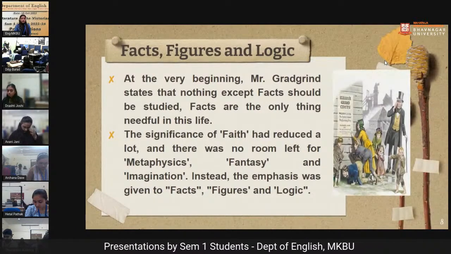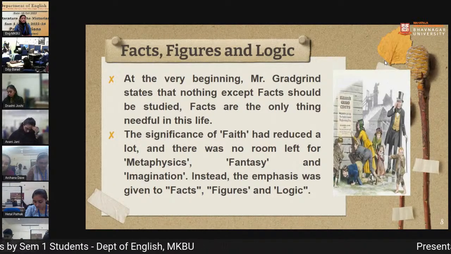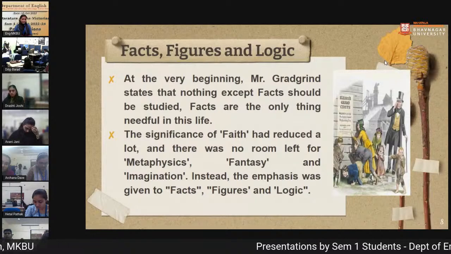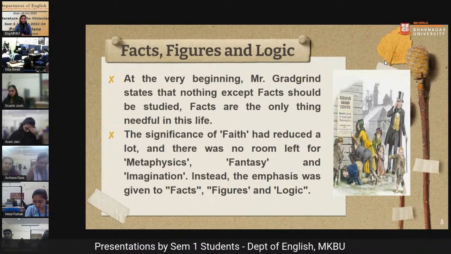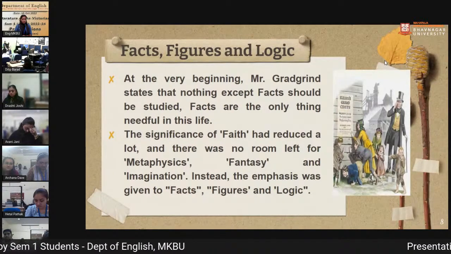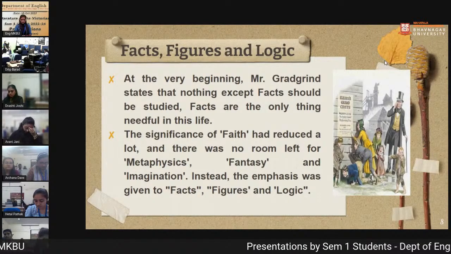At the very beginning, Mr. Gradgrind stated that nothing except facts should be studied. Facts are the only thing needful in this life. The significance of faith had reduced a lot, and there was no room left for metaphysics, fantasy, and imagination. Instead, the emphasis was given to facts, figures, and logic.